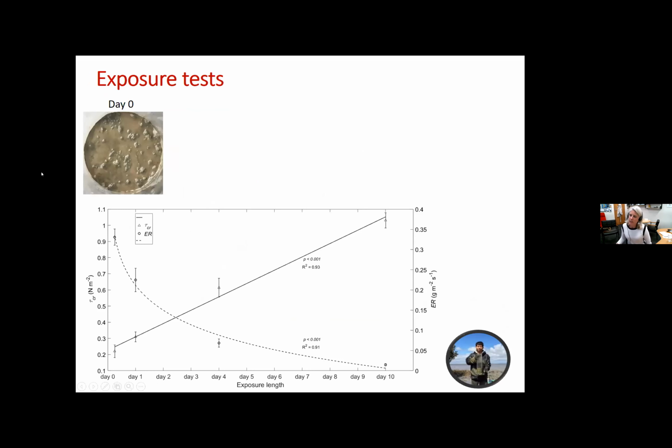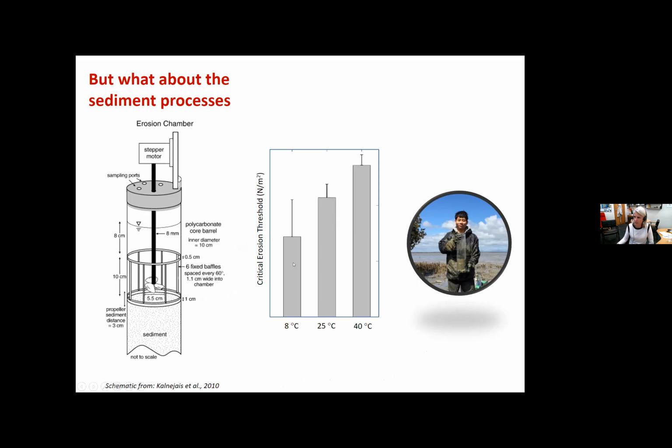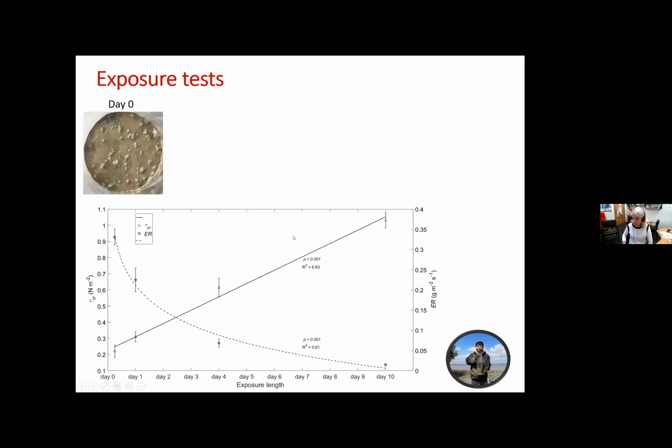So then he went on and thought, well, it's not just the temperature, it's how long it's been exposed. From the temperature experiments, he realized it wasn't really temperature that was the effect. It was actually the water content of the surface of the sediments. And so the water content affects the plasticity of the sediments. And so he decided to do the same.